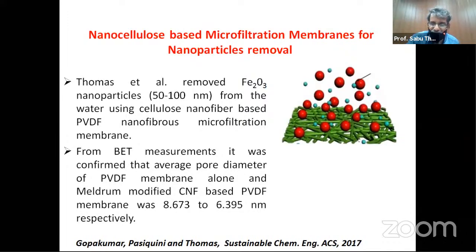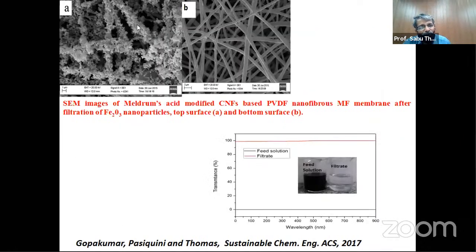We filtered the water through this membrane. Look, these are all suspended particles on the top of the membrane. All the suspended particles were retained at the top of the membrane. Look at the bottom part of the membrane, which is electrospun. Nothing. Very clear membrane you can see.